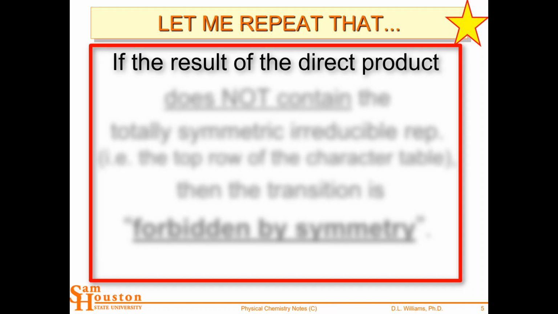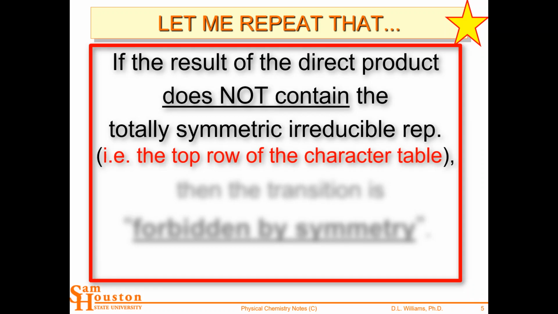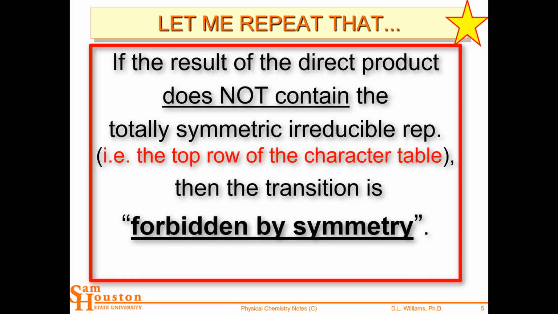If the result of the direct product does not contain the totally symmetric irreducible representation for that particular point group, then the transition is forbidden by symmetry. So this is the whole point of the symmetry exercise: trying to figure out how these functions, when multiplied by each other, behave symmetrically. And if you end up with the top row in that integral, you know that integral is going to be non-zero. It's going to have a predicted potential probability of happening.